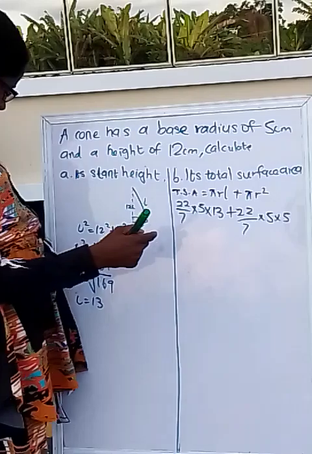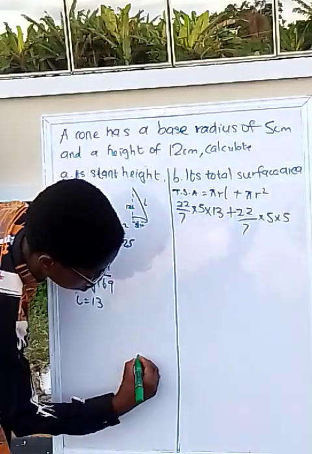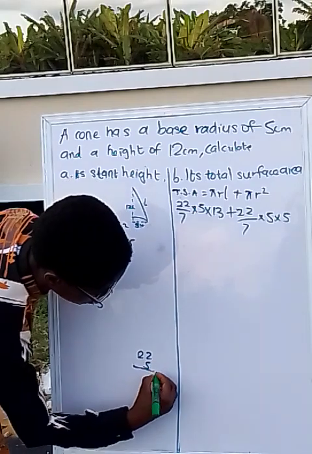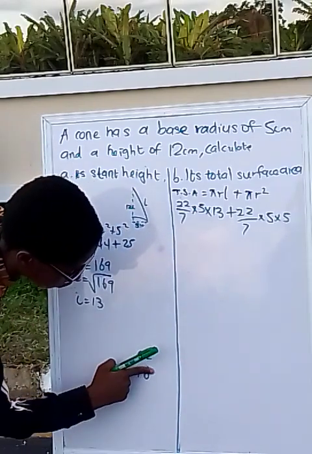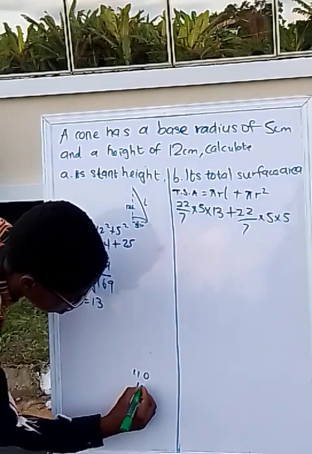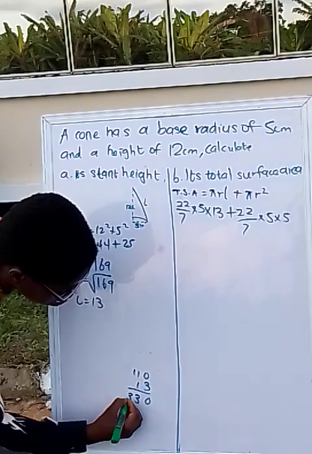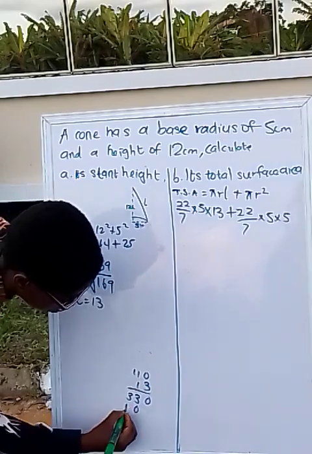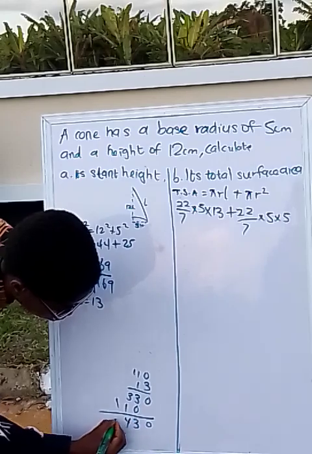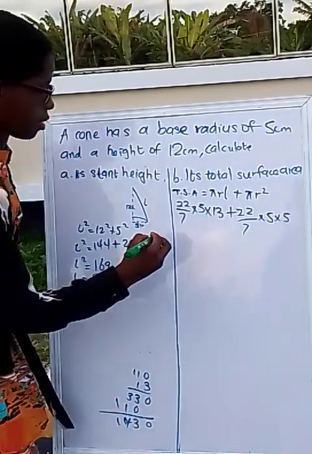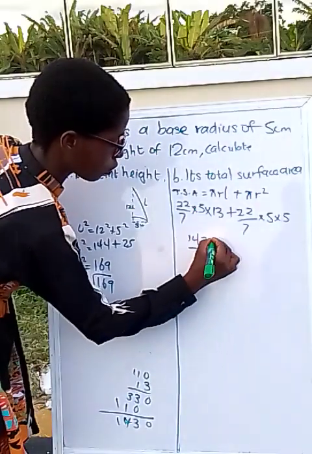Let's calculate it. 22 times 5. 5 times 2 is 10. 5 times 2 is 10 plus 1, 11. So 110 times 13. 3 times 0 is 0. 3 times 1 is 3. 3 times 1 is 3. 1 times 0 is 0. 1 times 1 is 1. So this is 0 3 4 1. That is 1430. So we have 1430 over 7 plus 22 times 5 is 110.